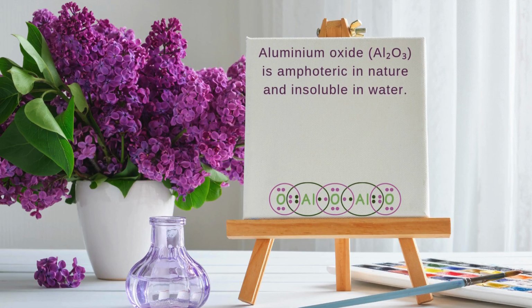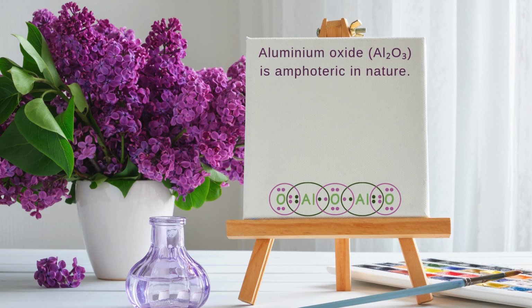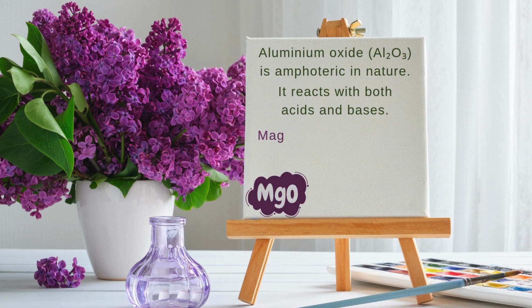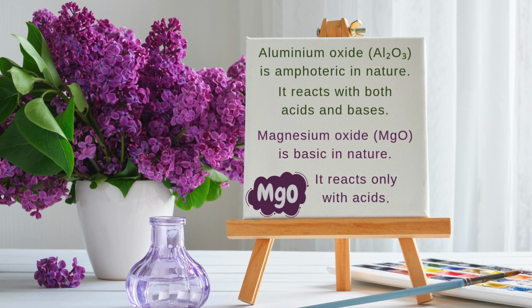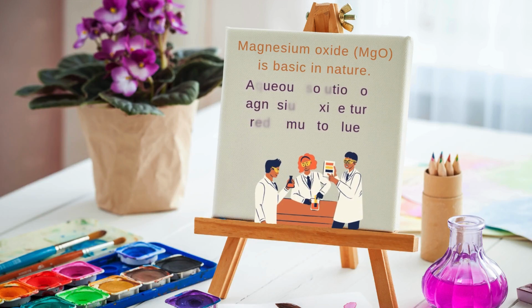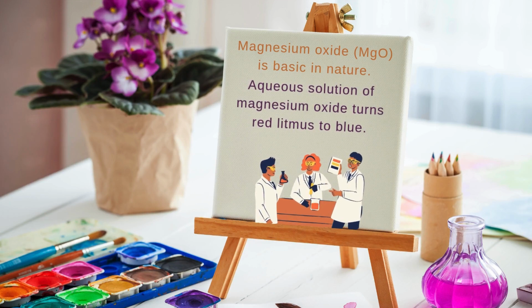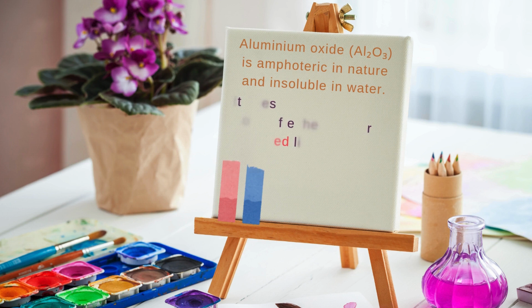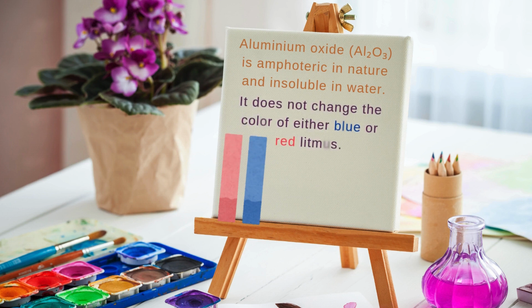Aluminium oxide is amphoteric and insoluble in water. It reacts with both acids and bases, while magnesium oxide is basic in nature, that is, it reacts only with acids. Thus, aqueous solution of magnesium oxide turns red litmus to blue, whereas that of aluminium oxide does not change the color of either blue or red litmus.